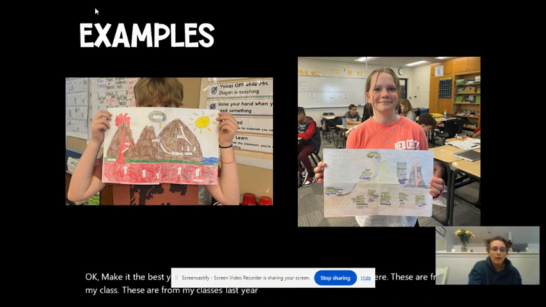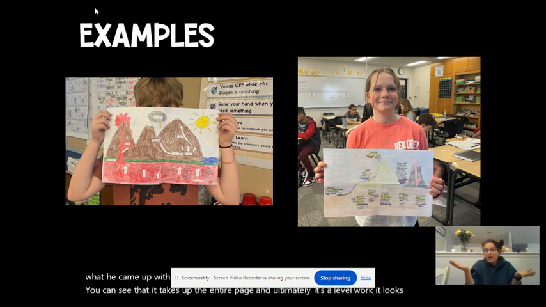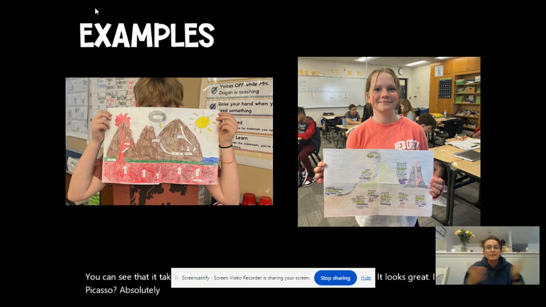Okay, we've got Zane's over here. Zane came to me and said, Ms. Dugan, I'm not a great artist. I said, hey, it's okay. It's fine. Do your best. And this is what he came up with. This is A-level work. It's neatly colored. You can see that it takes up the entire page. And ultimately, it's A-level work. It looks great. Is it Picasso? Absolutely not. But he did a great job.